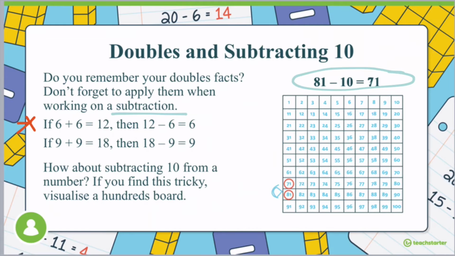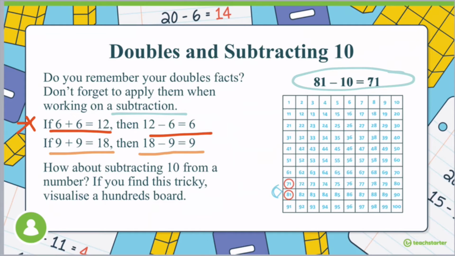So over here, if 6 plus 6 is equal to 12, then just like we were looking at with the fact family triangles, 12 minus 6 is going to equal 6. Again, if 9 plus 9 equals 18, then 18 as our total, take away 9, is going to equal 9.